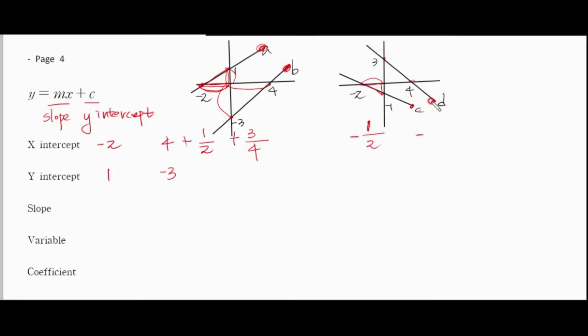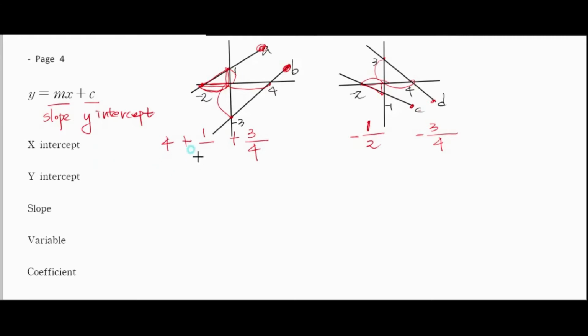Now let's look at D. So minus, and then x changes by 4 right here, y changes by 3 right here. So the slope is minus 3/4. Like this, we can know the slope not by looking at the equation, but by looking at the graph. So in this graph, we can learn the slope, y-intercept, x-intercept, and many different pieces of information.